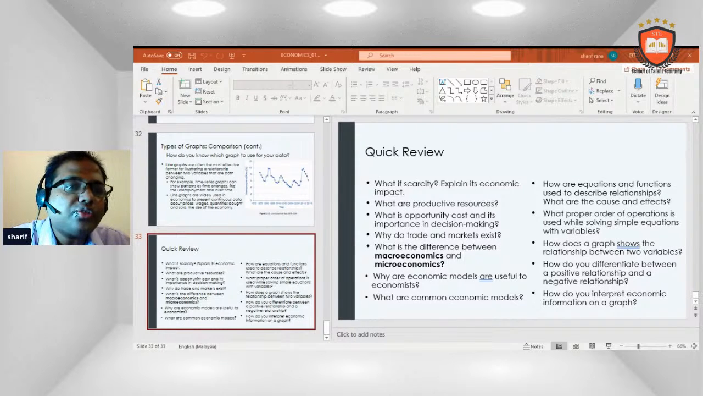Economic issues are everywhere. If we can solve the economic issues in an effective way, we can find many proper solutions and we can make a better ecosystem.